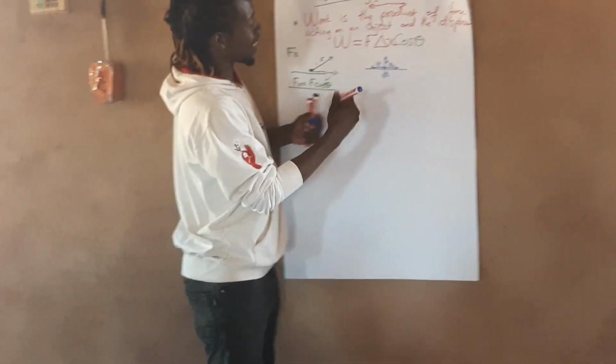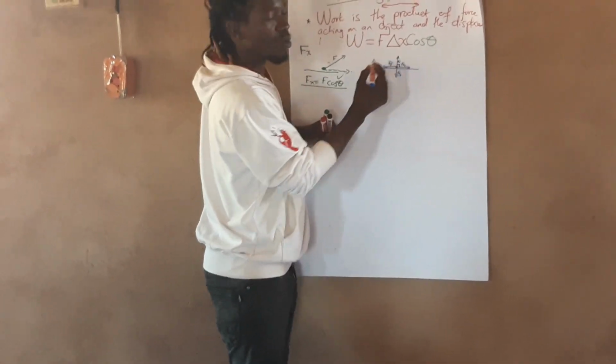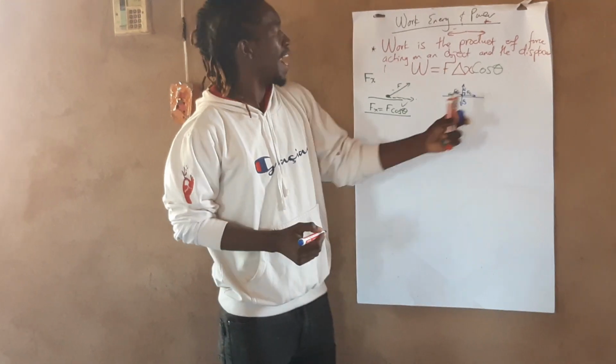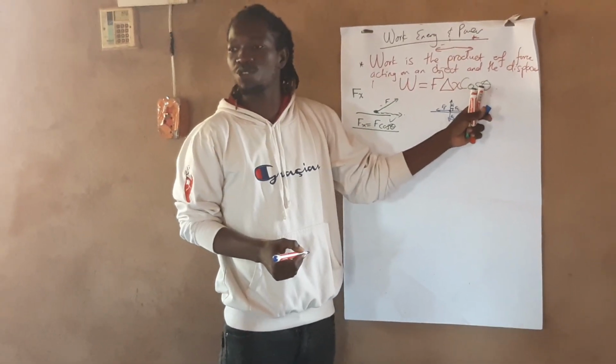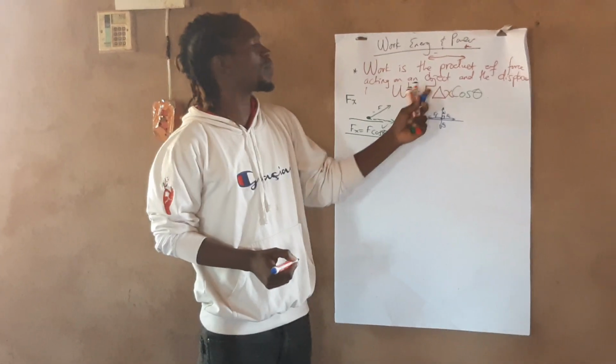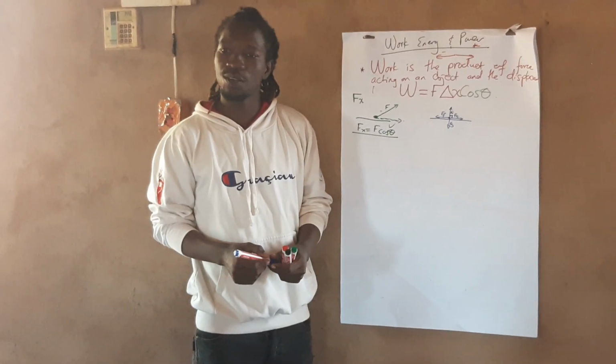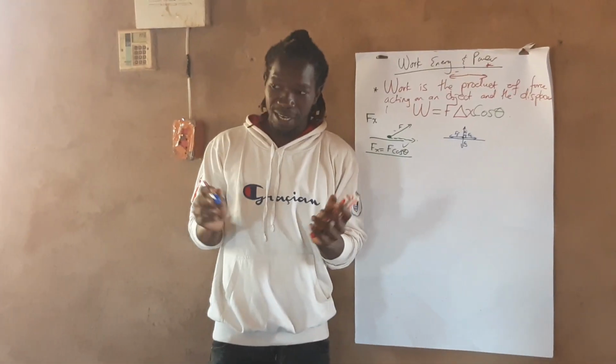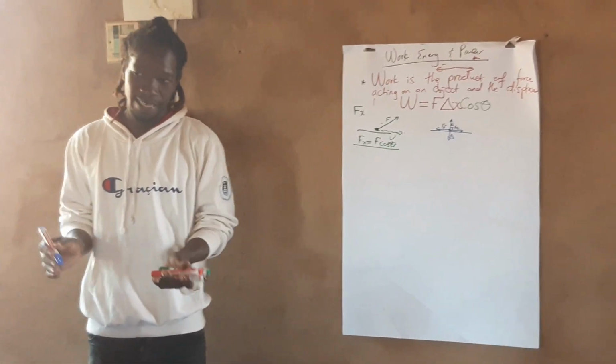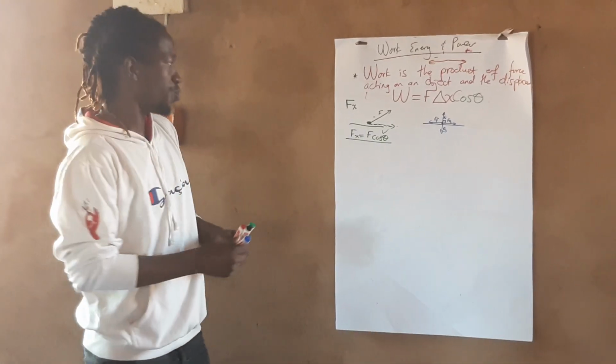Because the angle that each is making with where the object is going is 90 degrees. And cos 90 is equal to zero. And zero multiplied by any number is zero, right? So did you understand what I just explained? Yes, right? So now let's get to business.